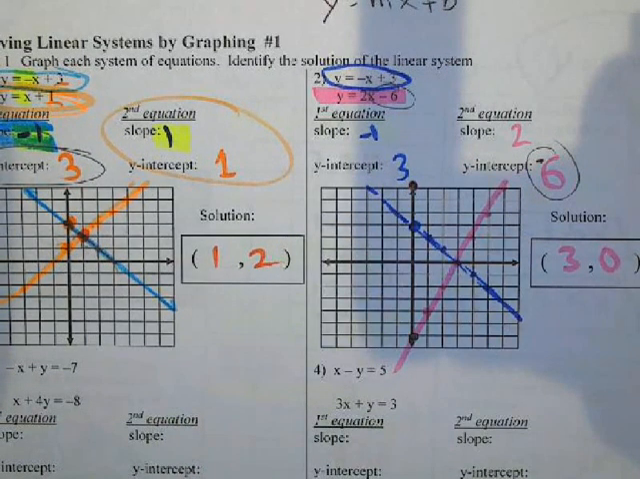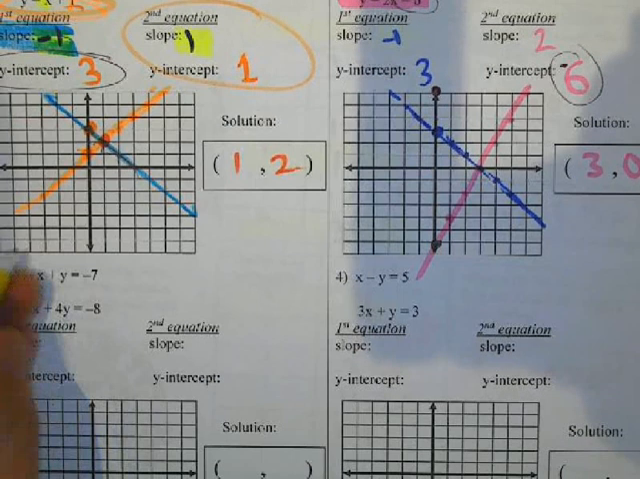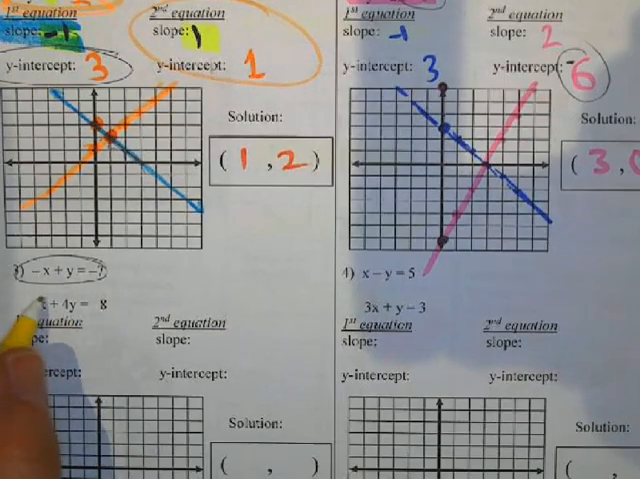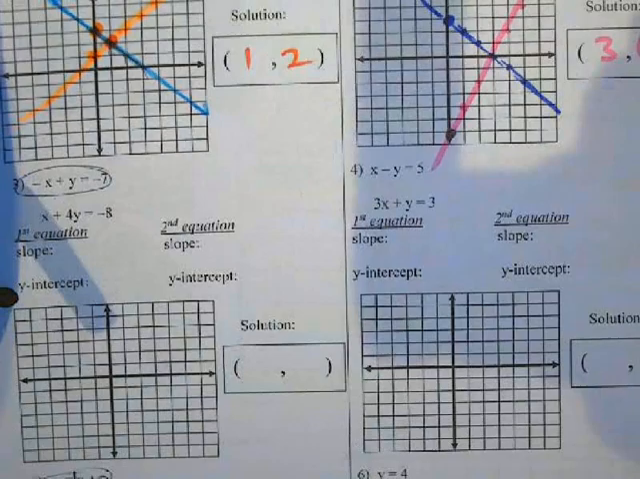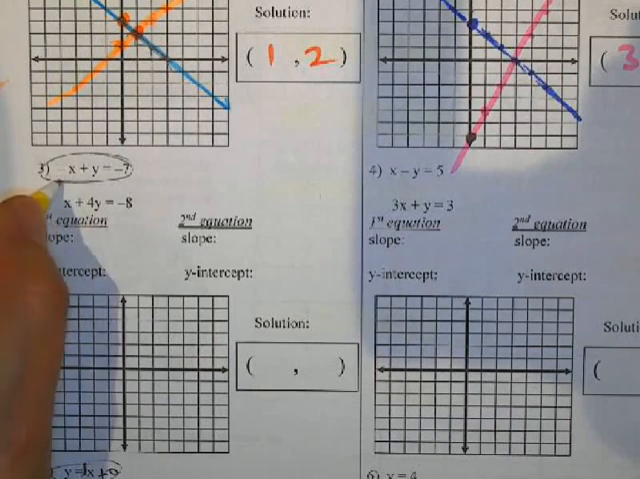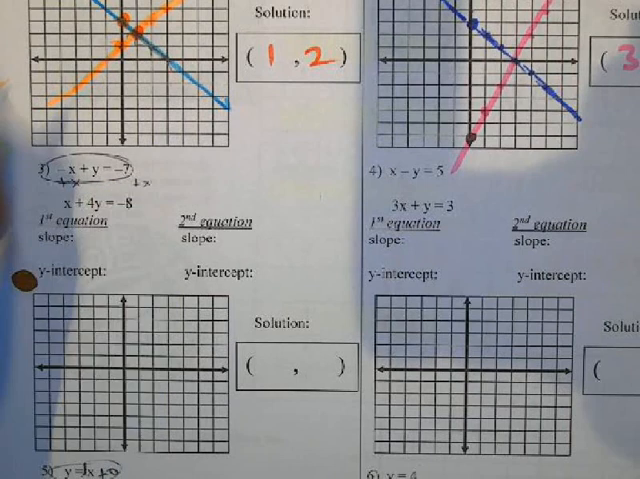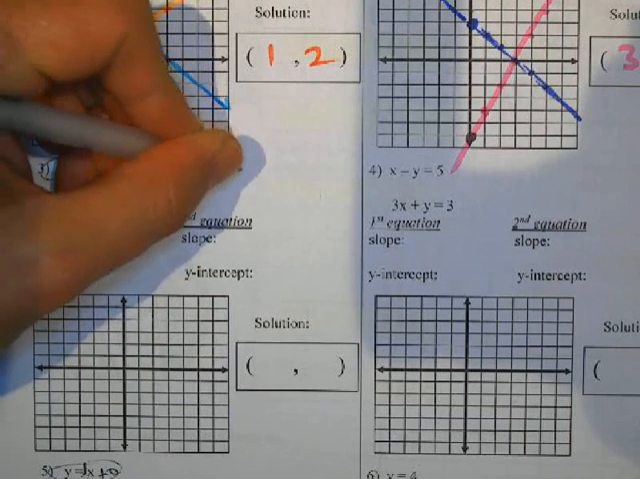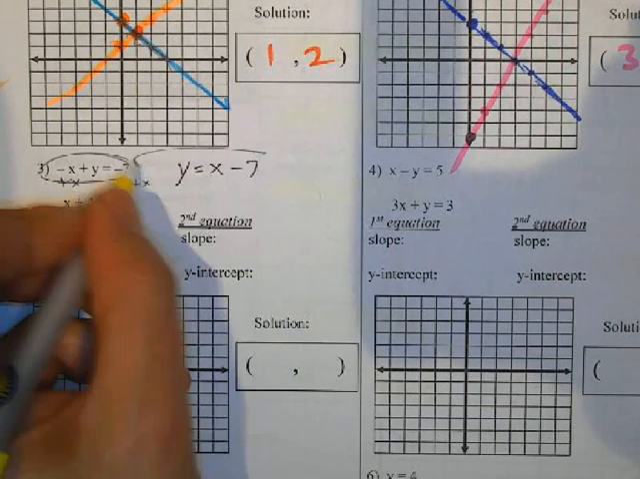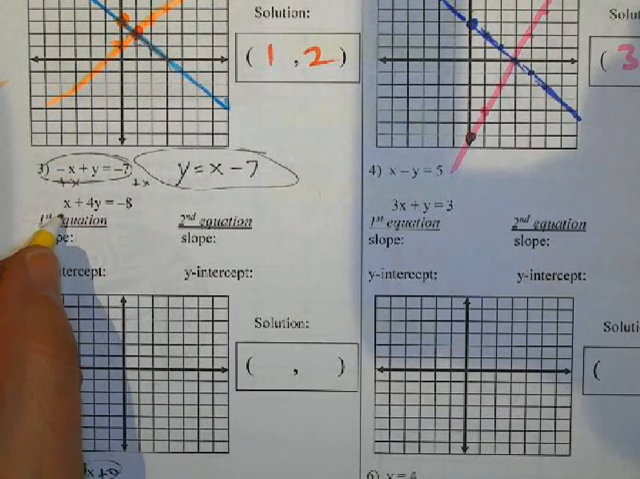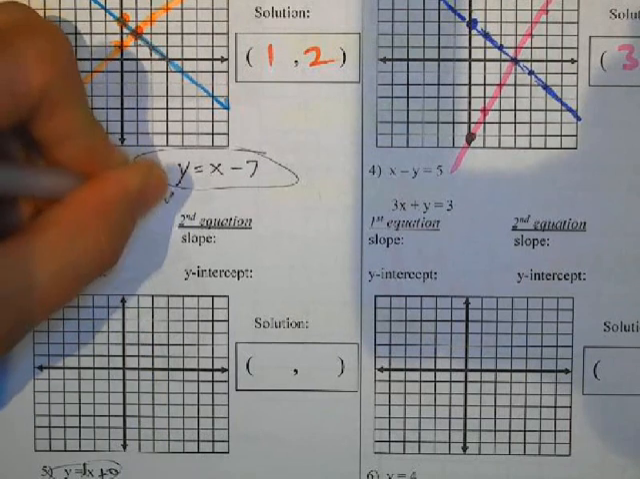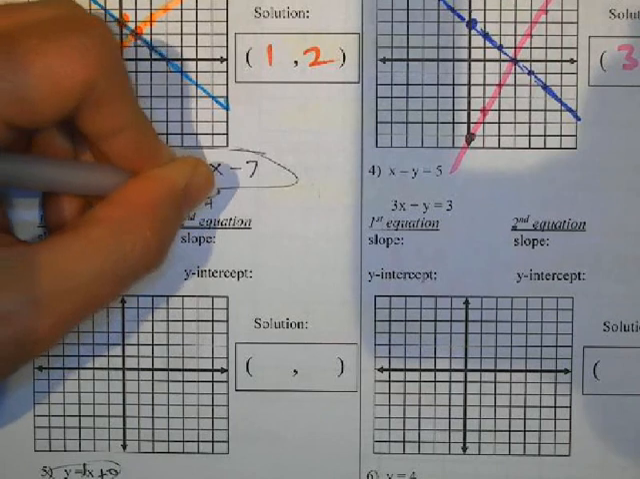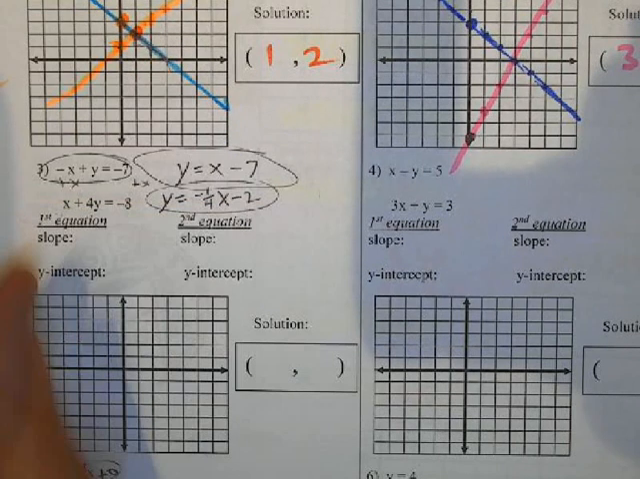Okay. Now the next two here, we need to talk about how to rearrange this to get it in the form y equals mx plus b. So I'm going to talk about that now, but we'll spend time doing that in a later lesson. So here, if I add x on both sides, I end up with y equals x minus 7. And here, if I subtract x on both sides and divide everything by 4, we end up with y equals negative 1/4 x minus 2. And we're going to graph those two equations.